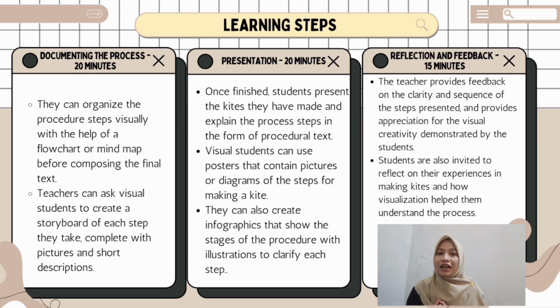that they have written. Visual learners can use a poster containing pictures or diagrams of the steps in making a kite to support their presentation. They can also create an infographic that shows the stages of a procedure with illustrations to clarify each step. And then the last step is reflection and feedback, more or less 15 minutes.